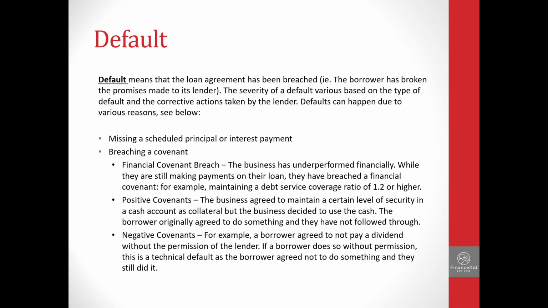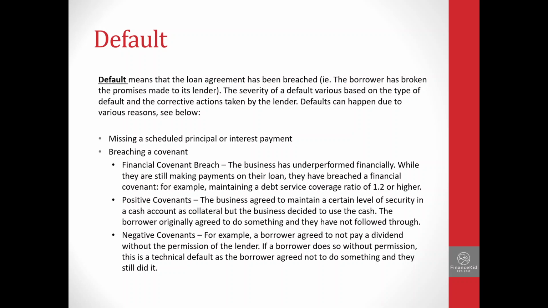There are technical defaults where there's maybe a negative covenant that was breached and it's very minor. And there could be financial defaults where the business is really underperforming and just the fundamentals of that industry have declined to a point where now it's seriously potentially in bankruptcy. So defaults range, and therefore the corrective actions that a lender will take depend.